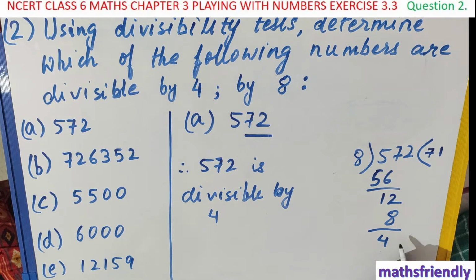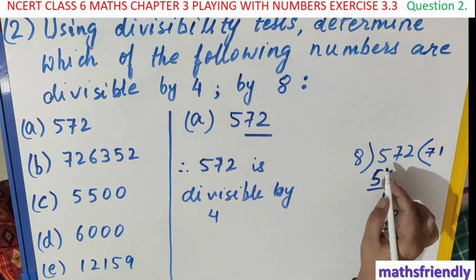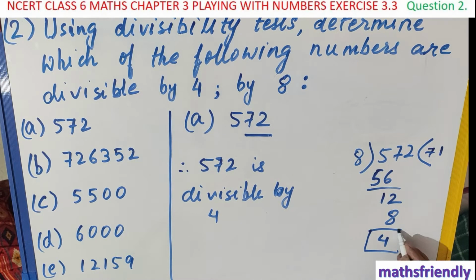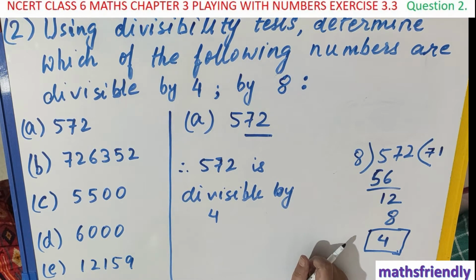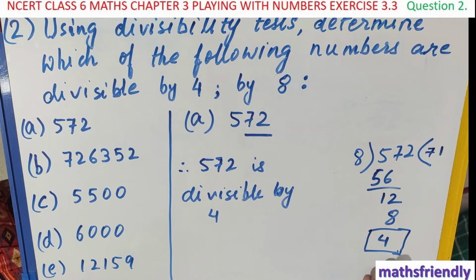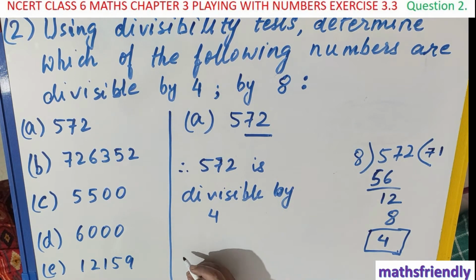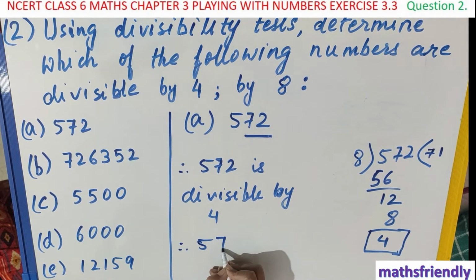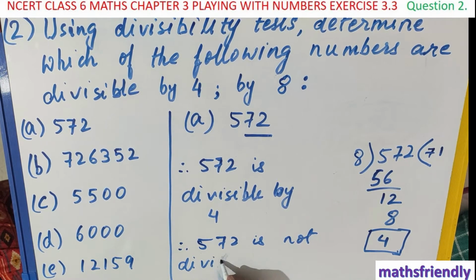It means that this number is not divisible by 8, because when we divide this number by 8, we get a remainder. It means this number is not exactly divisible by 8. If a number is divisible by 8, then the remainder will be 0, but here we have got the remainder 4. It means this number is not divisible by 8. Okay, so what will we write? That therefore 572 is not divisible by 8.